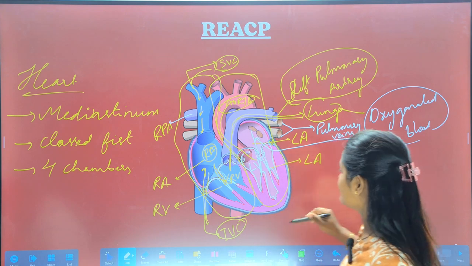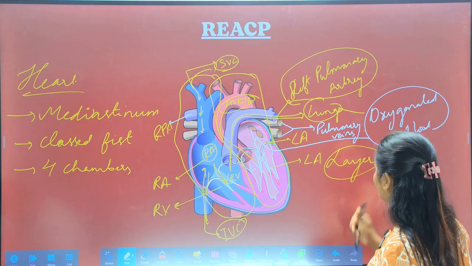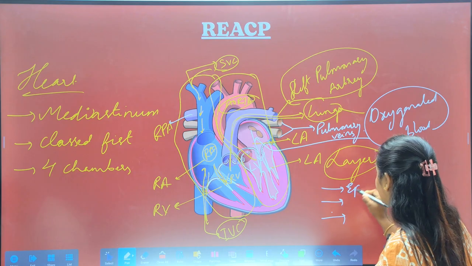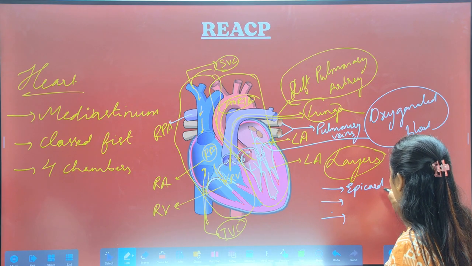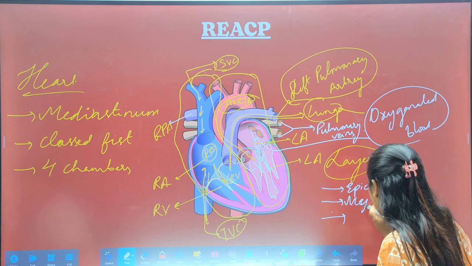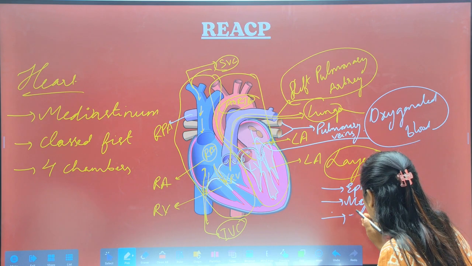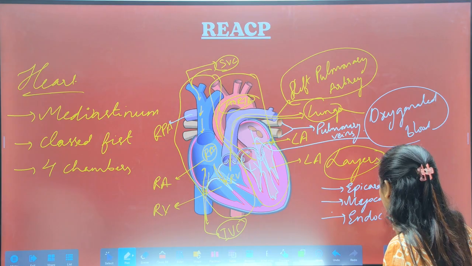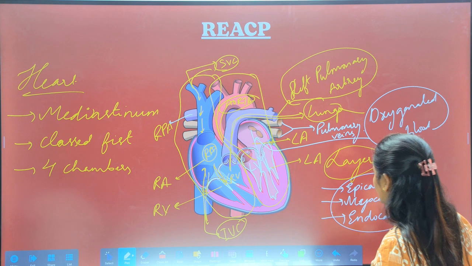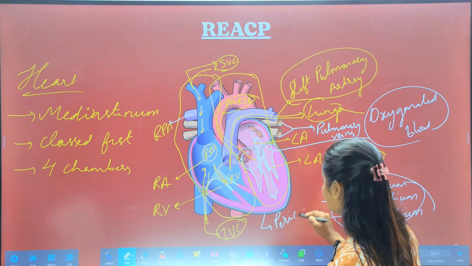Okay, and coming to layers of the heart, we have three layers, right? One is epicardium, myocardium, and next endocardium. So these are the layers of the heart. And coming to the outermost layer of the heart, it is called pericardium.